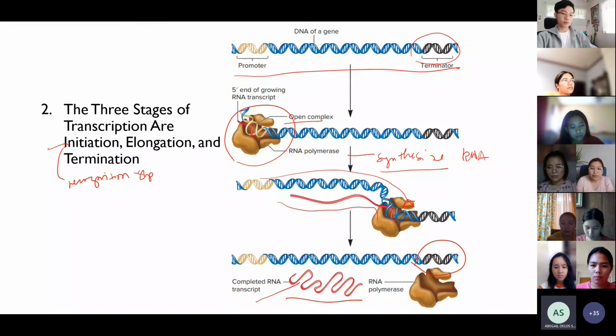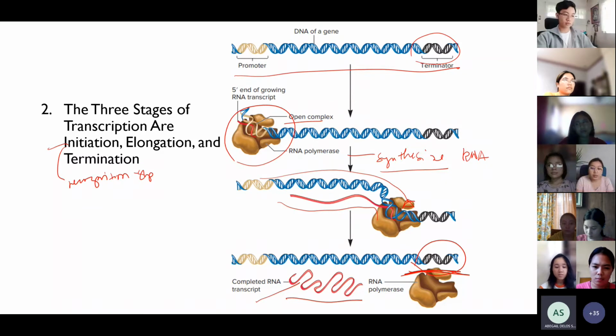Next, we have the elongation, wherein we synthesize the RNA transcript. So your RNA polymerase would slide along your DNA in an open complex to synthesize the RNA. And then once we reach the terminator, it causes the RNA polymerase and the RNA transcript to dissociate. As I've mentioned, once you reach the terminator, it would automatically dissociate from the DNA.